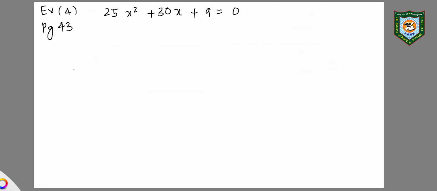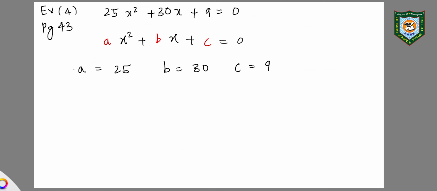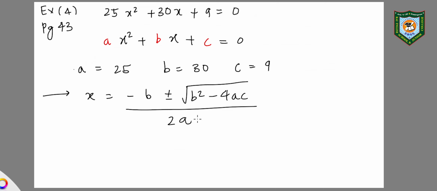So when I compare this to my standard equation, I have here a, b, c. This is ax square plus bx plus c is equal to 0. Now in this case, my a value is 25, my b value is 30, and my c value is 9. So x is equal to minus b plus minus under root b square minus 4ac, complete, divided by 2a.